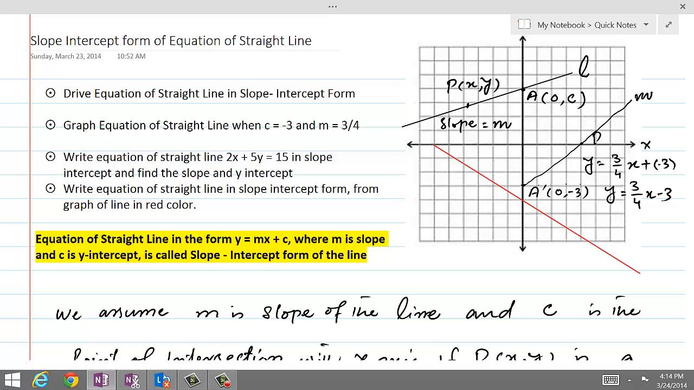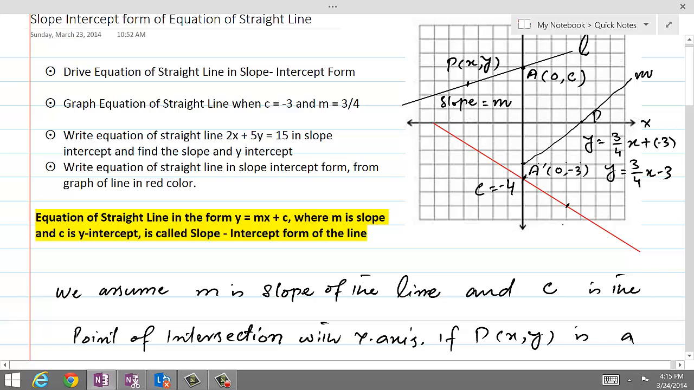Now, write the equation of a straight line in slope intercept form from the graph of the line in red color. All we need to know for the red colored line is what the y-intercept is. Because this red colored line is intersecting the y-axis at 4 units below the x-axis, c for this is going to be equal to minus 4. And for finding m, you can always find m by calculating its rise and run between any 2 points. So here we identify this as a point T and this point as O.